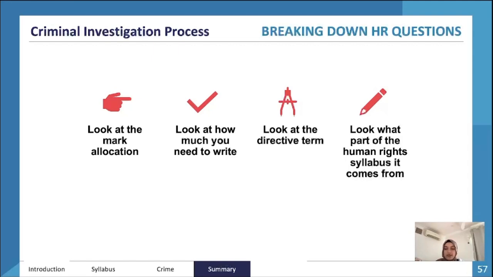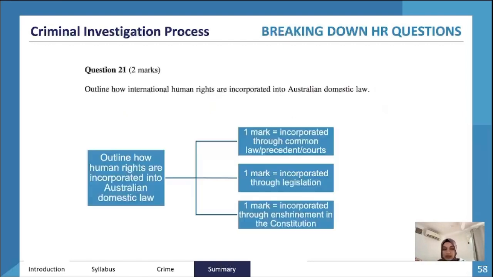Look at what parts of the human rights syllabus it's coming from. So again, syllabus, syllabus, syllabus. We talked about the importance of this earlier, so I won't dwell too much on it, but again, just make sure that you understand how important that is.